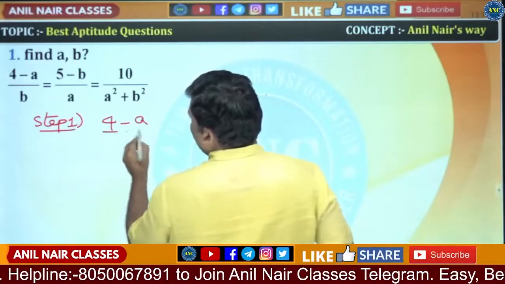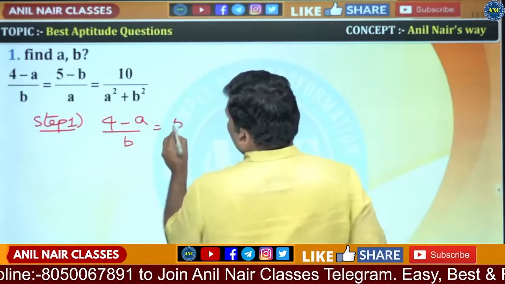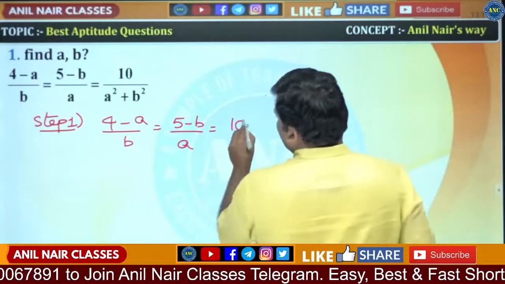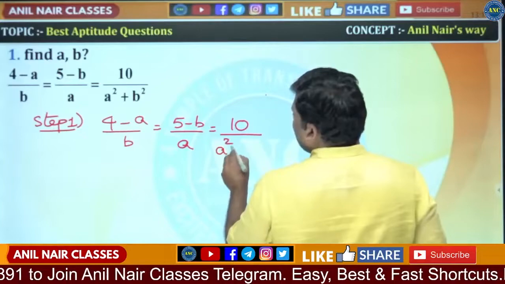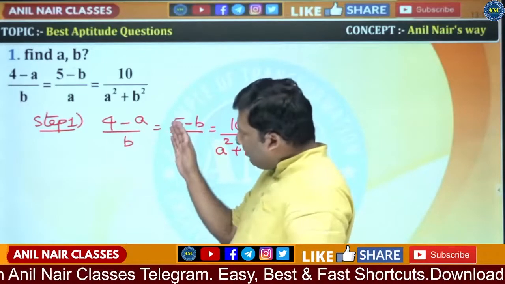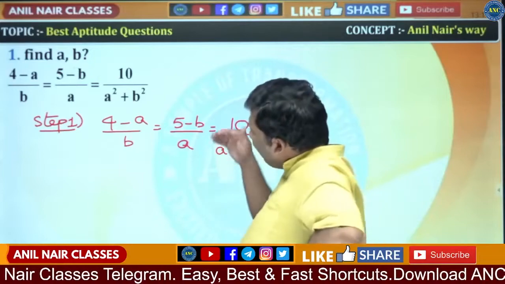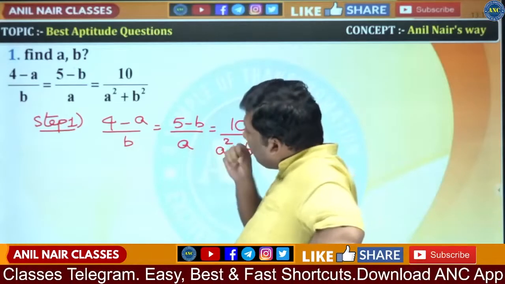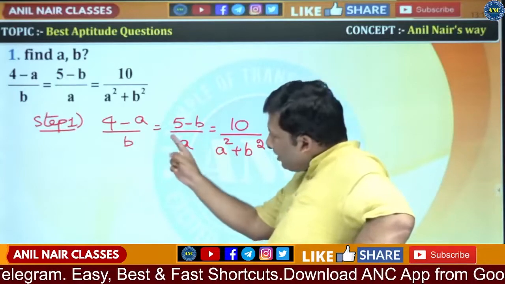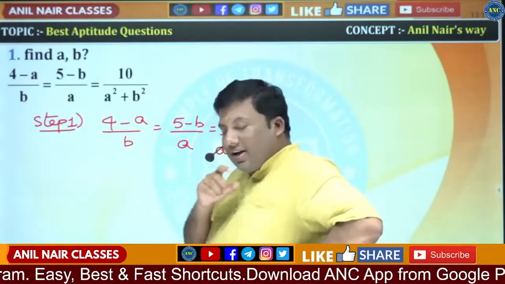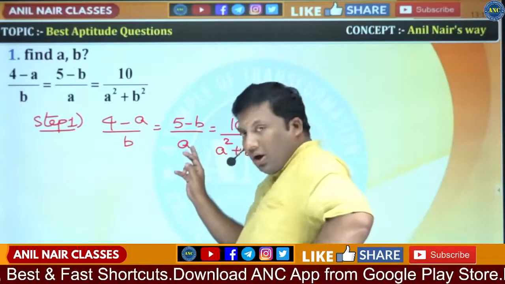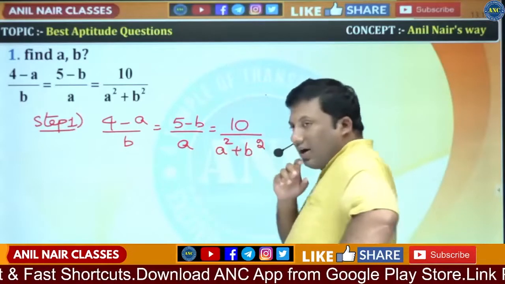(4 minus a)/b is equivalent to (5 minus b)/a is equivalent to 10/(a square plus b square). Okay, let me read the question. (4 minus a)/b is equivalent to (5 minus b)/a is equivalent to 10/(a square plus b square). First term denominator it is b. Here I got b square. Okay. Second term denominator it is a. Here I got a square.